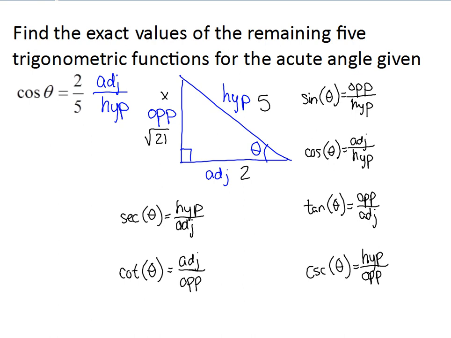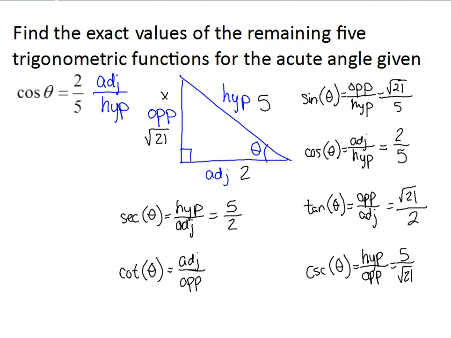So now we just need to find the values of our 6 trigonometric functions. We already know that cosine is 2 over 5. Since secant is the reciprocal of that, that one's just going to be 5 over 2. Sine is the opposite over the hypotenuse. Tangent is the opposite over the adjacent. Now cosecant is the reciprocal of sine, or it's the hypotenuse over the opposite.